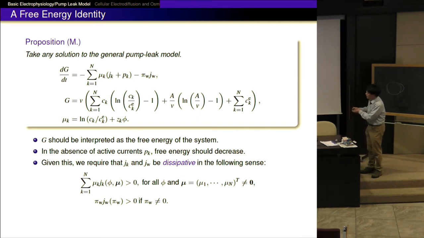But the problem is that the free energy only is a monotonically decreasing thing when pK is equal to zero. When pK is not equal to zero, which is what we're interested in, or else the cell will burst. Unless you put in some energy, the cell is not able to control its volume. But when pK is not equal to zero, it is not possible to use G itself as a Lyapunov function.